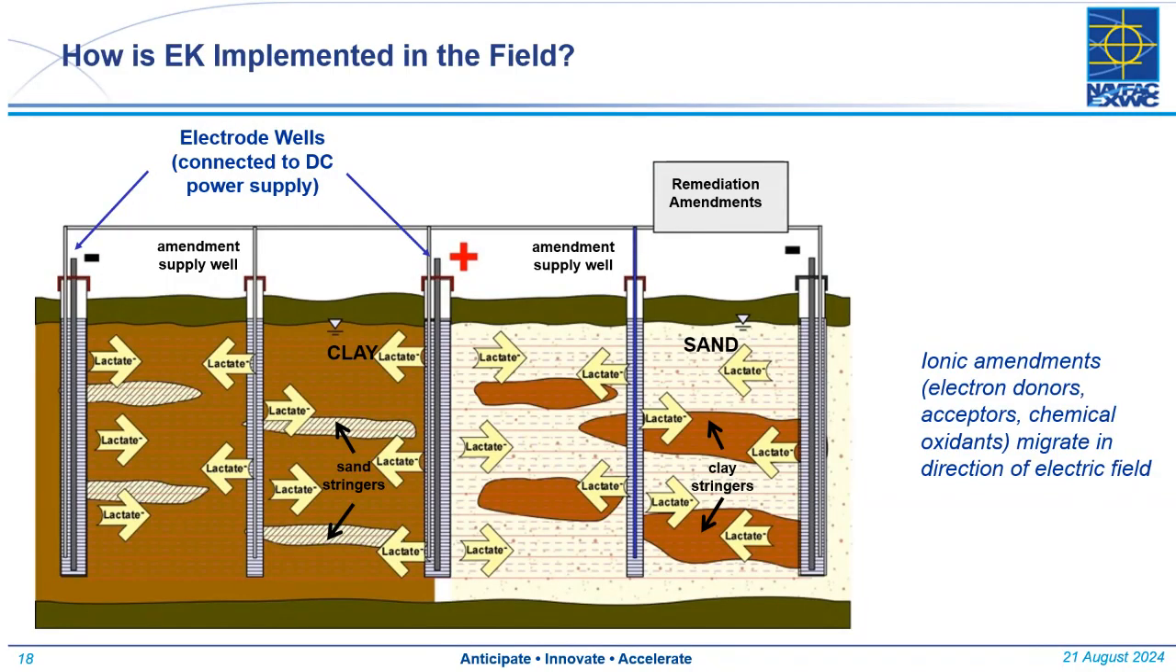How is EK implemented in the field? Well, it's implemented with a series of electrode wells. So these can be PVC wells in which we insert electrodes and apply electrical charge and set an anode and a cathode. And then between the electrodes, we put in an amendment well to deliver in situ treatment agents. And that can either be directly within a clay, as shown on the left, or maybe within a heterogeneous series of deposits with alternating sand and clay. So we've applied that in both of these types of settings.